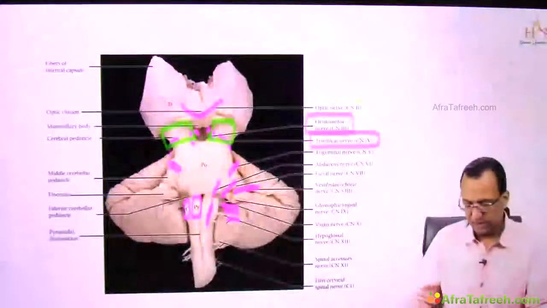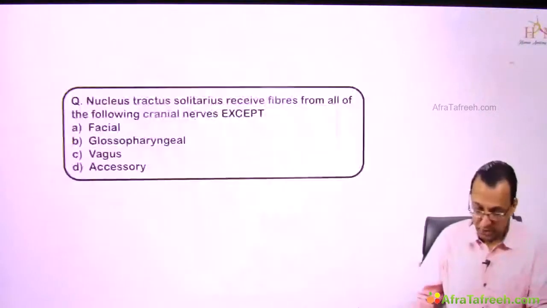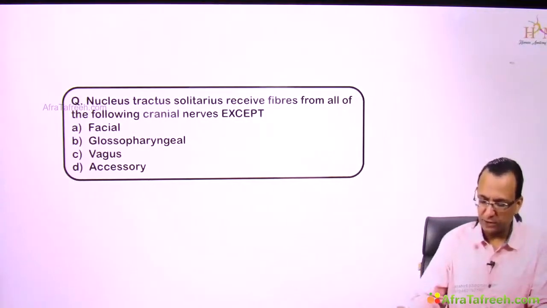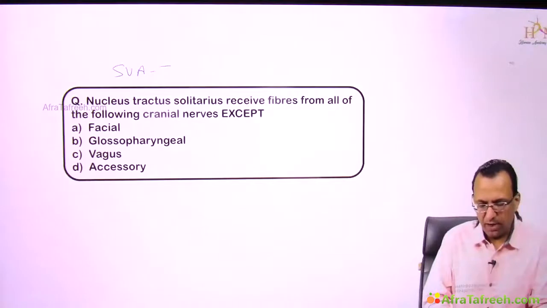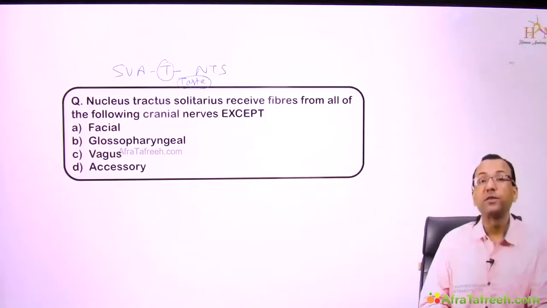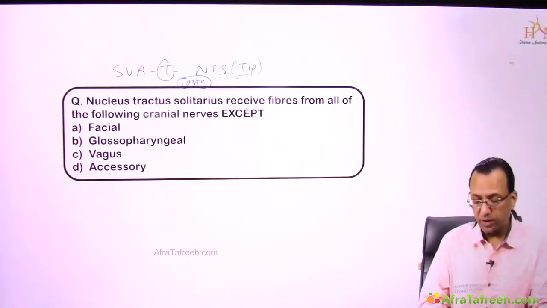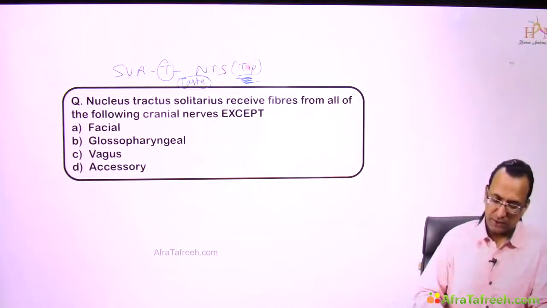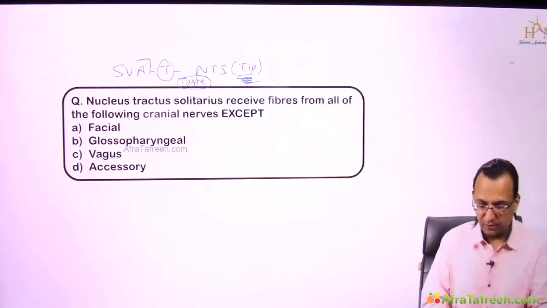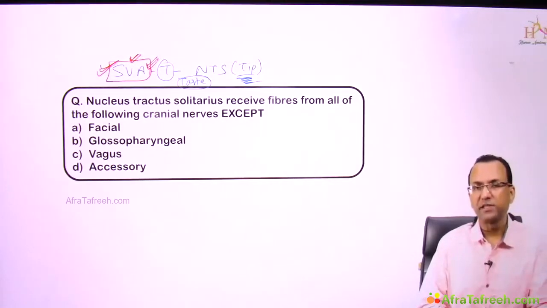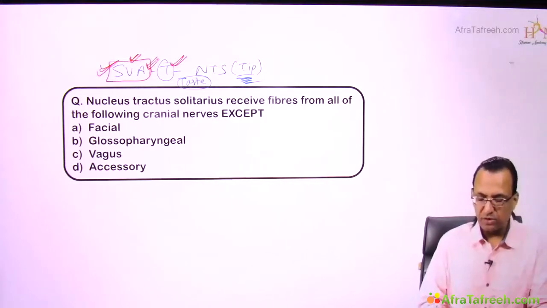Now, once you have that orientation in the real brain, also in the dissected specimen, there's a question asking about the nucleus tractus solitarius. You remember the mnemonic? You remember what T is for? It is taste, which will be reaching the tip of the nucleus tractus solitarius. And when you say taste is reaching the tip of the nucleus tractus solitarius, it is SVA. What is SVA? What is S for? S for special. And what is V for? Visceral. And what is A for? Afferent sensation. So special visceral sensation of taste is received by the tip of the nucleus tractus solitarius.